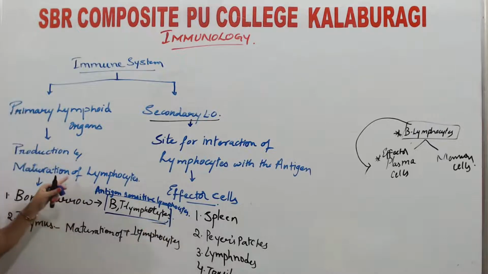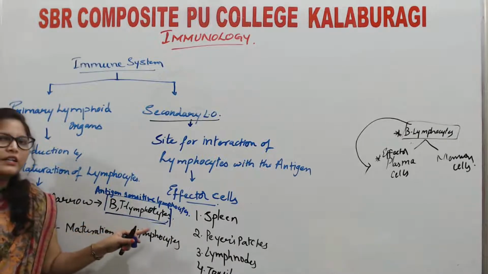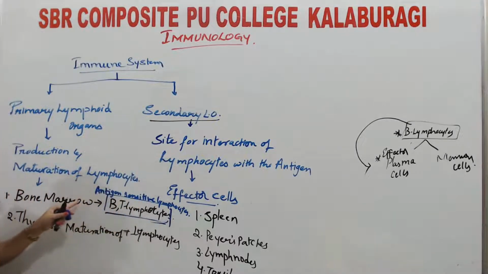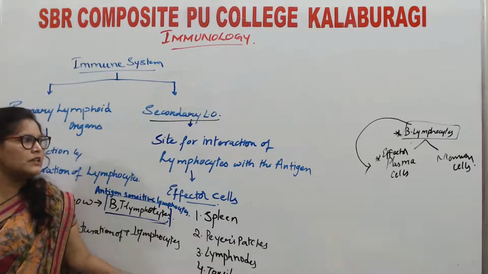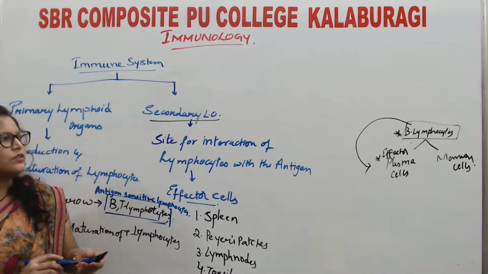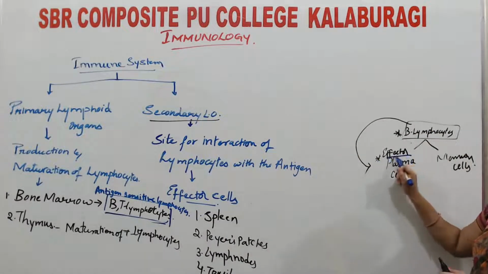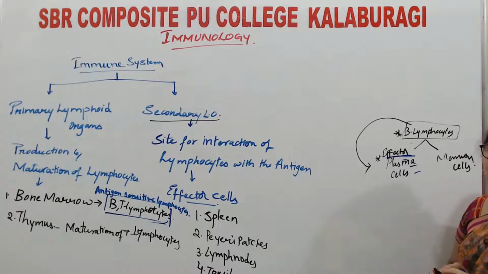Where? In the primary lymphoid organ. But where they interact with the antigen is in the secondary lymphoid organ. They will leave the primary lymphoid organ and migrate to the secondary lymphoid organs and interact with the antigen. Is that clear? So after coming to the secondary lymphoid organ, they will become effector cells, effector plasma cells.